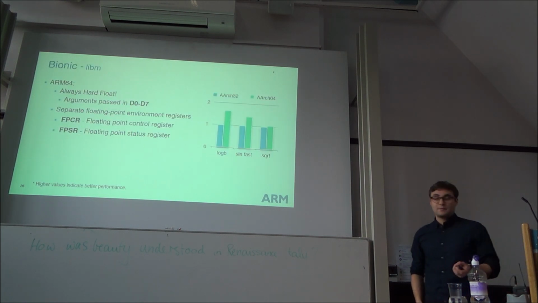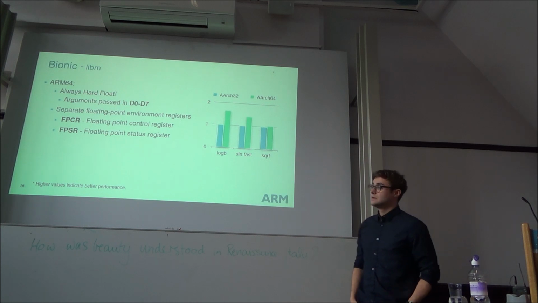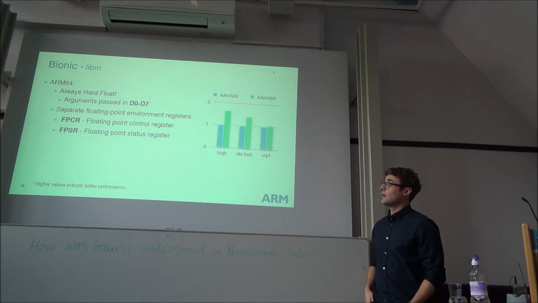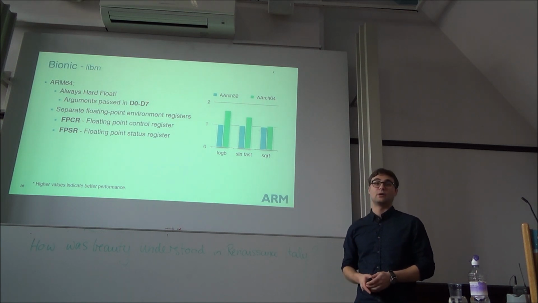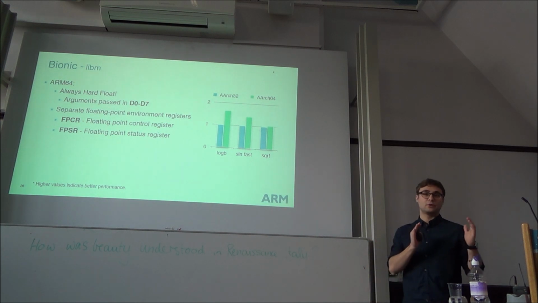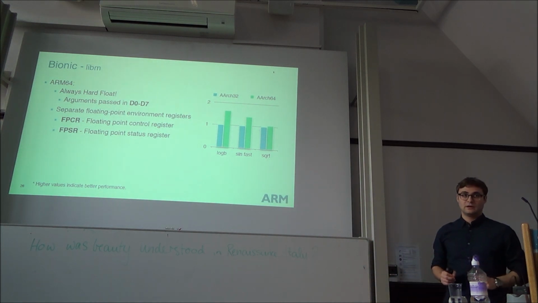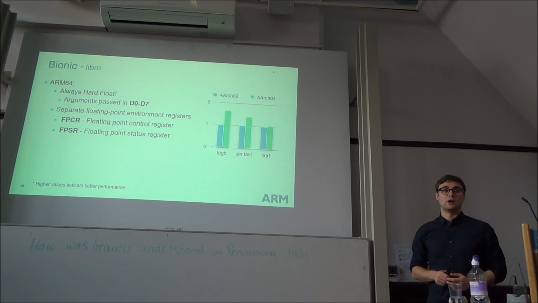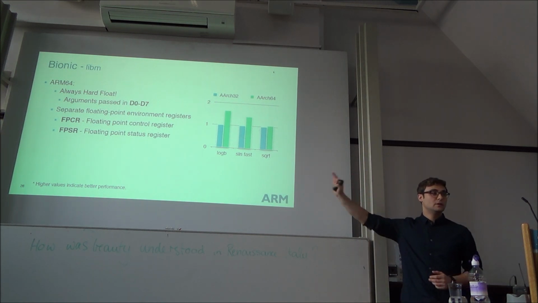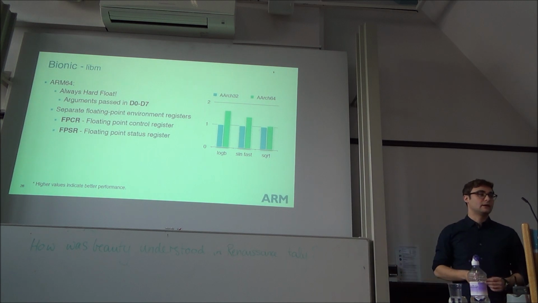So, as I mentioned, ARM64 is always hard float. We always pass arguments in the floating point registers, and we have separate registers for the control. We have separate floating point control and status registers. This is a comparison to ARM, which I expect some of you will be familiar with. And those are the speedups measured probably a year and a bit ago, and a comparison between AArch64 and AArch32 for particular event functions.